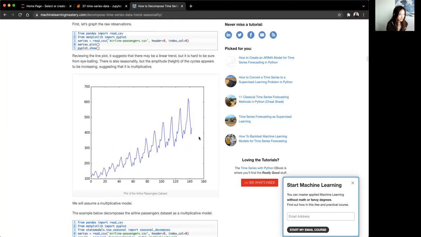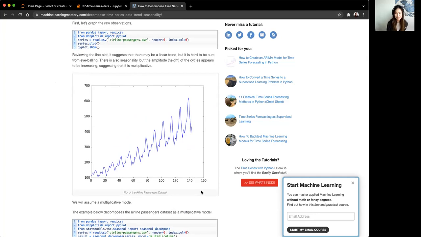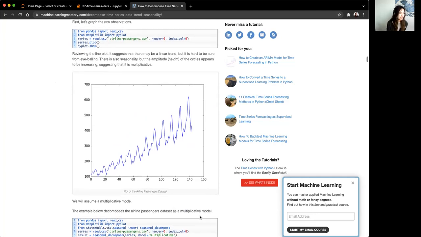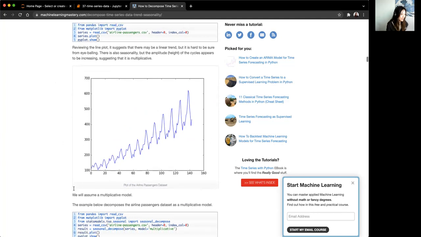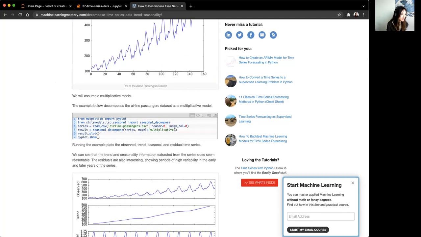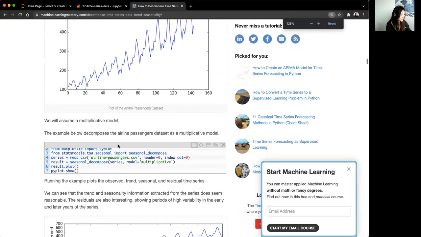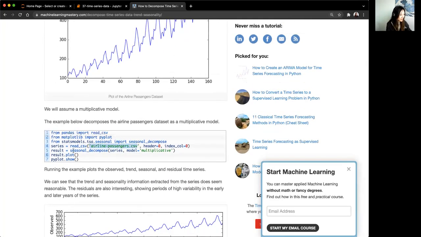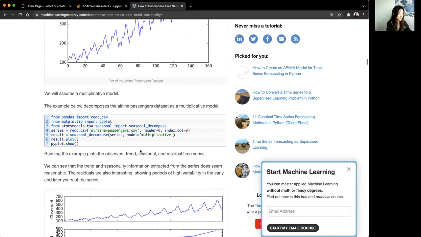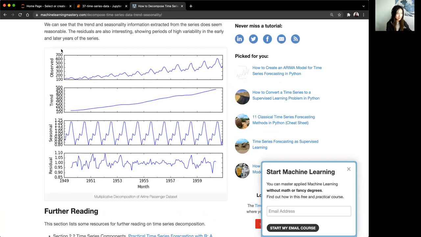The original time series looks like this, and this is actually very similar to the example I just gave. This is airline passengers, so I guess a proxy for travel as well. So this is a plot of the airline passengers data set. What you can do is pass the data into seasonal decompose. Let me zoom in a little bit over here. So I'm reading in the CSV, passing it into seasonal decompose. I'll talk about what this multiplicative thing is in a bit, and then we can just plot this out. These four will plot automatically.